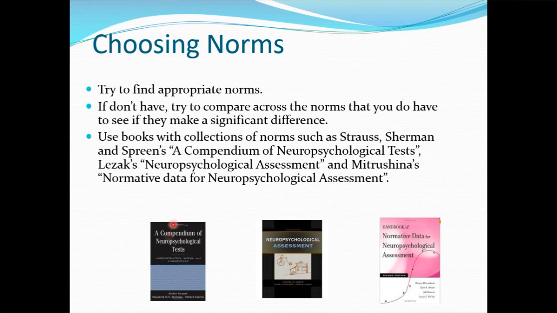Yeah, this is the older version, which was by Spreen and Strauss. This one's by Strauss, Sherman, and Spreen. If you want to get the exact references, just email me. I'll send them to you. Does the newer edition of Strauss have newer norms? It has a lot of the old norms in the old book and then some additional ones.